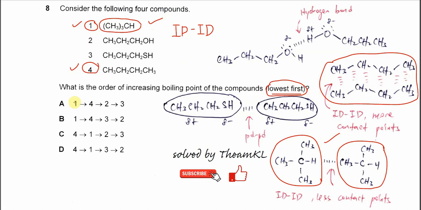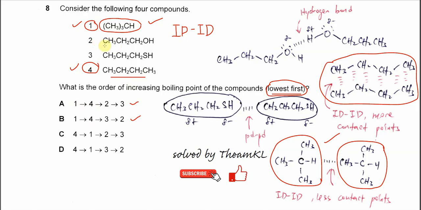So the answer can just be A or B, right? So start from the first one. The first one is the lowest boiling point. Then, of course, the second one must be the straight chain, right? So it's 1 to 4, 1 to 4. Now we need to compare the second and the third compound.